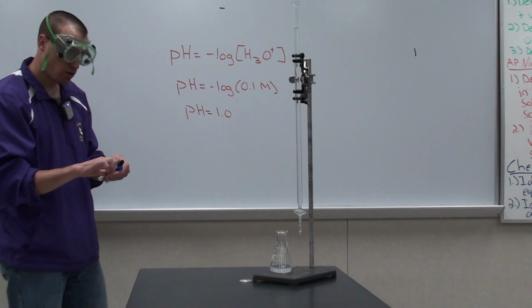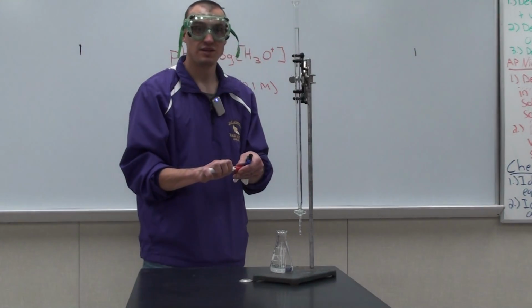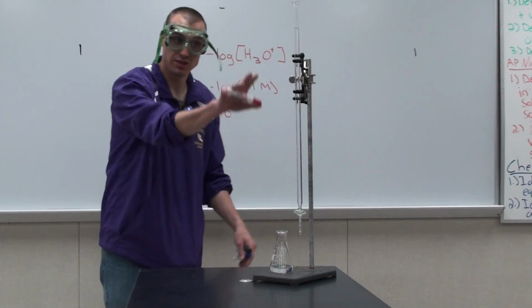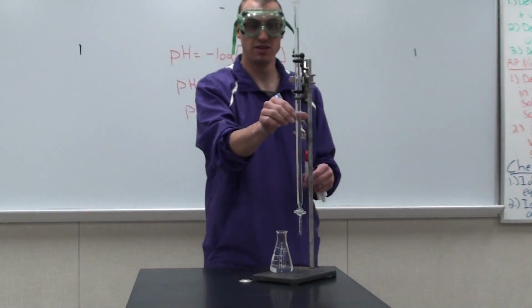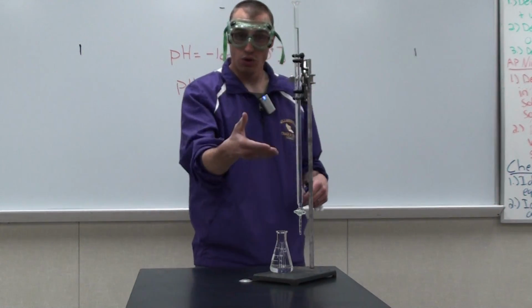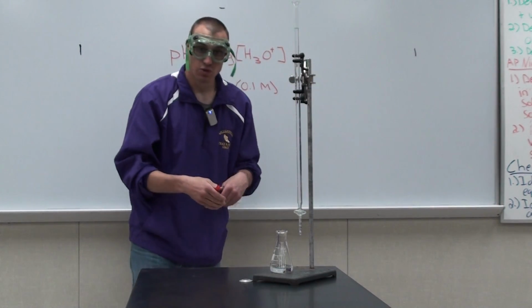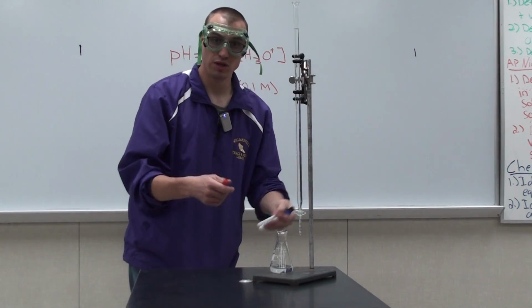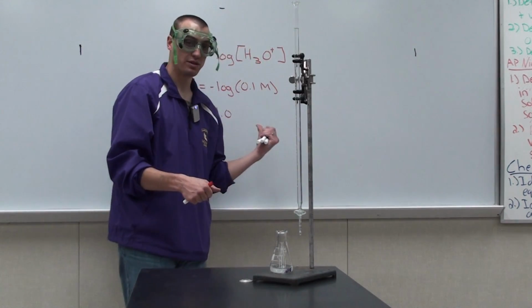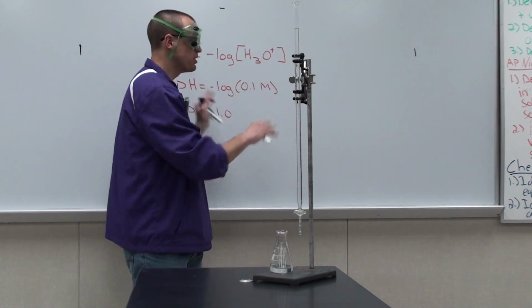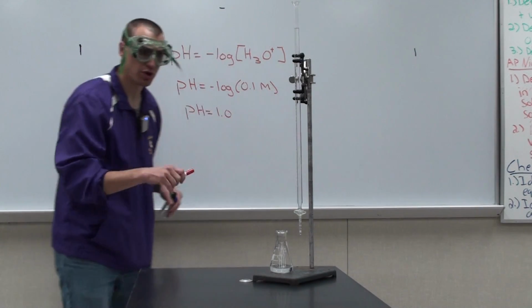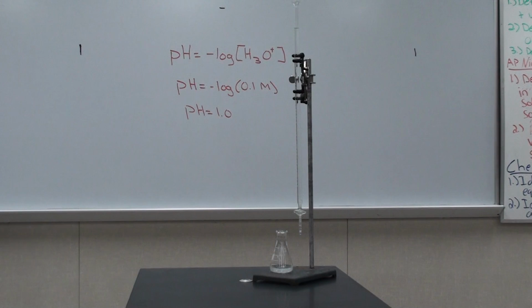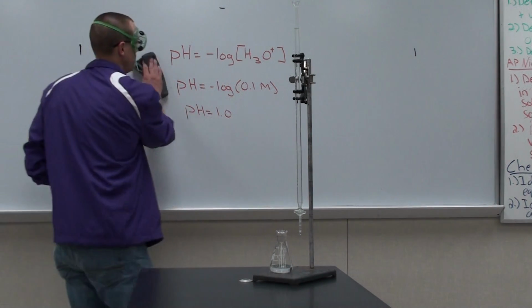Now what we're going to do is add some sodium hydroxide, and this sodium hydroxide that is in this burette is also 0.1 molar. So we're going to add it, and as we add it, I'm going to stop and pause and look at what is happening to the pH as we go through this process. So I'm going to erase this and then get started with our titration.